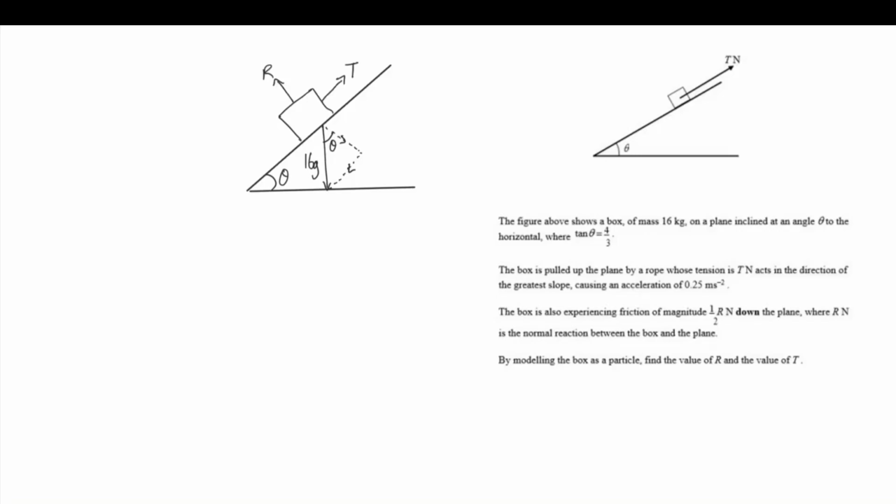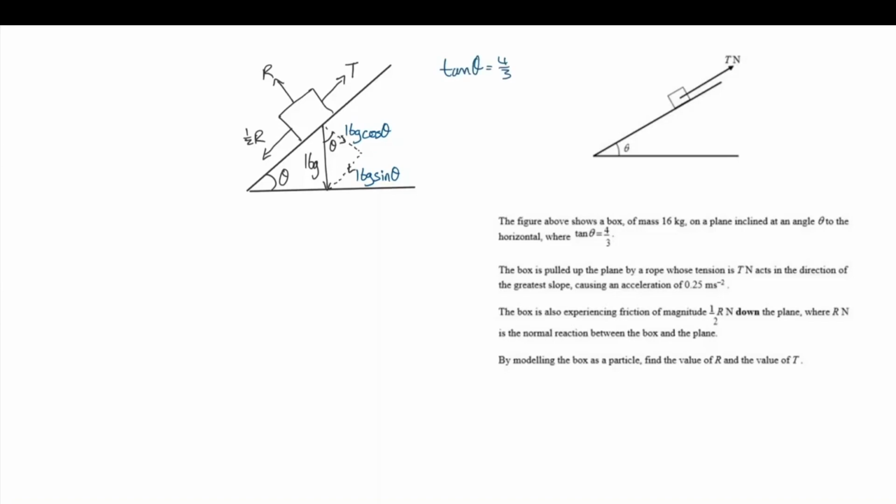There's going to be a reaction force. We know that there's a driving force, which is called T at the moment, and we know there's going to be some friction acting down the plane. It's a half R. We're labeled up. I'm going to add in these components: 16G cosine theta and 16G sine theta. My diagram's complete and ready to use.